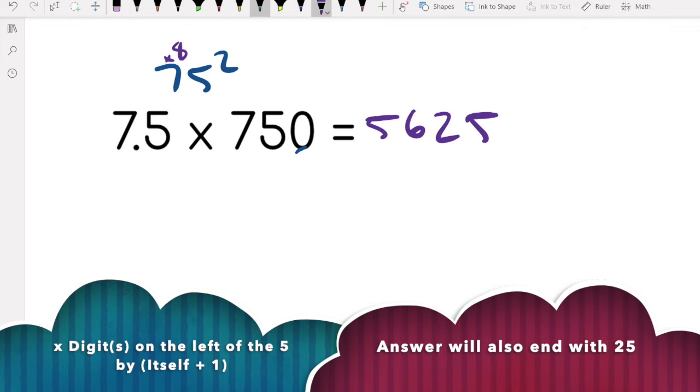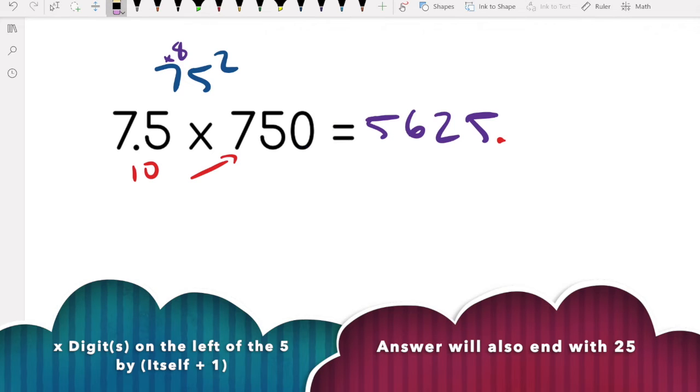And now we have to consider the decimal. There's a couple ways to do this. One, you can do it through estimation. You can try to think of, well, if this was like 10 times this number would be 7,500. It's got to be a little smaller than that. So this actually makes sense. The decimal should go here.